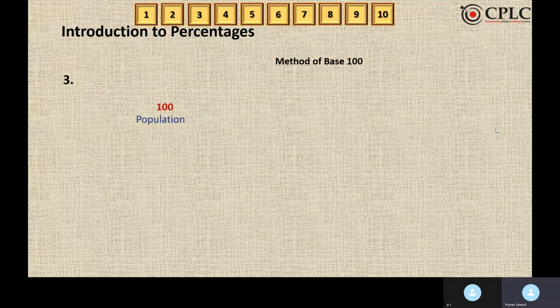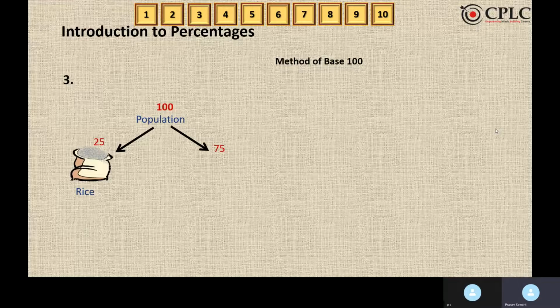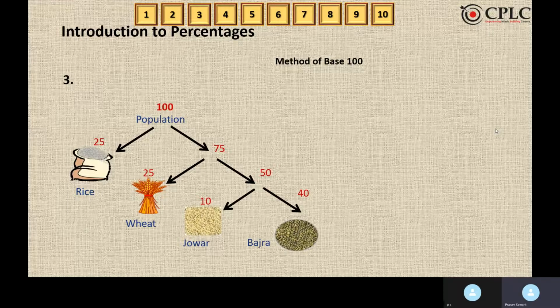First is by assuming the base 100. Now out of 100 people, so let's say that total population is 100. Out of 100, 25% eat rice, so 25 people eat rice and 75 are the remaining ones. Out of the remaining, that is out of 75, 1/3 eat wheat, so 1/3 of 75 is 25. The remaining is 50. Of the remaining, 20% eat jowar. So 20% of 50 is 10 people. 10 people eat jowar, and the remaining ones are 40.